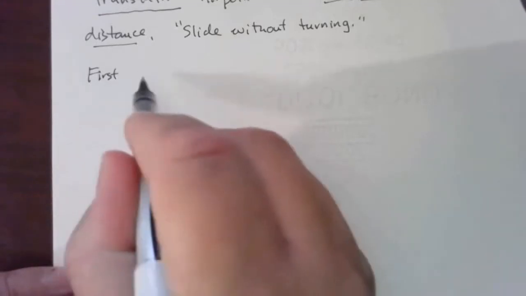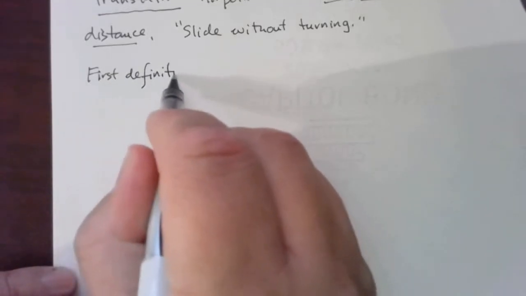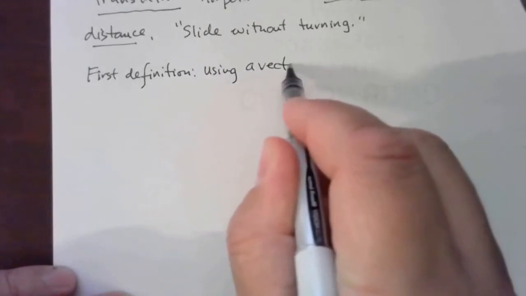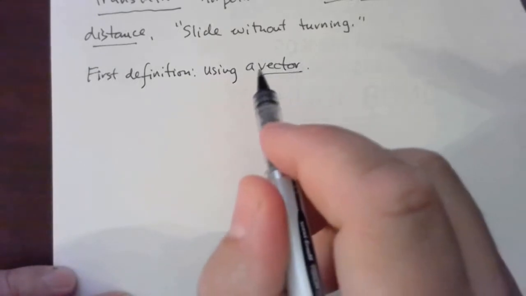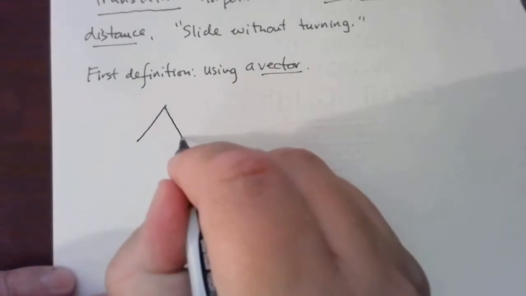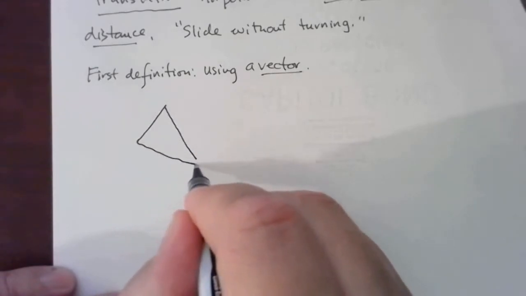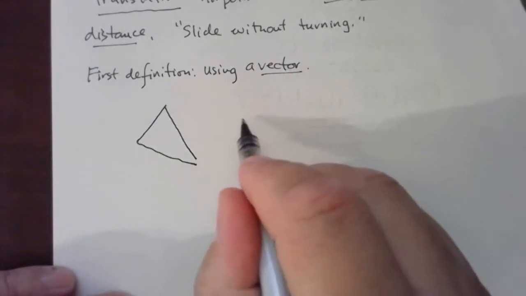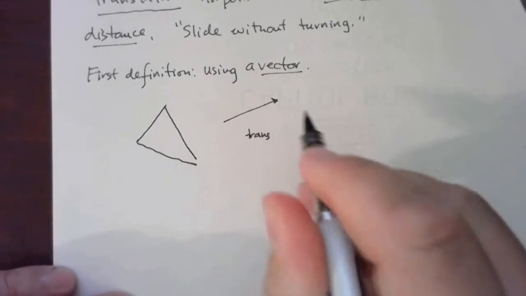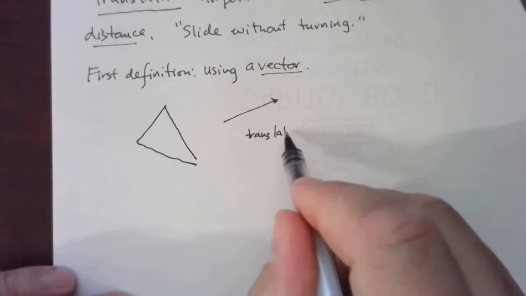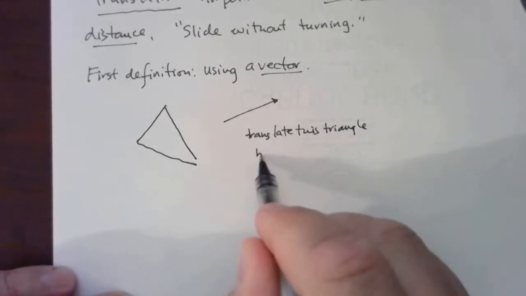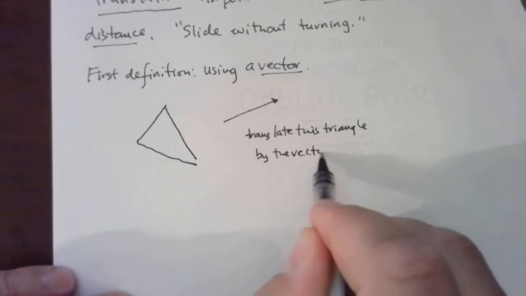So there are a few different ways to define our translations. One definition is using a vector, a translation vector, to define the translation. Remember that in order to define a translation, we need to specify a distance and direction. So let's say we're going to translate this triangle. One way to define a translation is by drawing an arrow like this. And this arrow is telling us how we're going to translate this triangle. So the question might say, translate this triangle by this vector that I've drawn here.